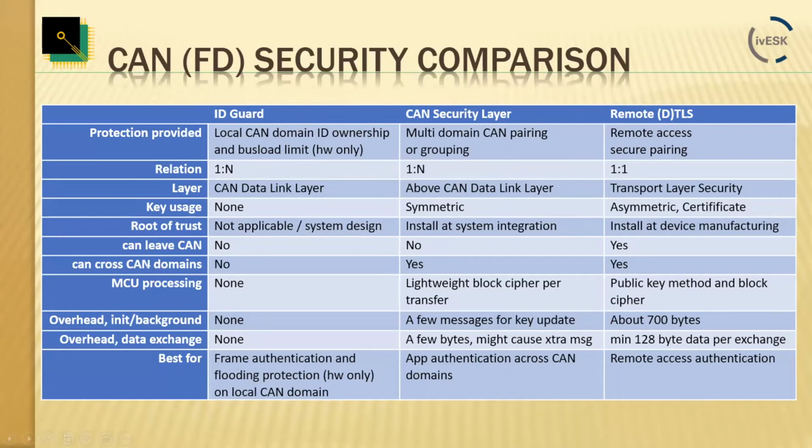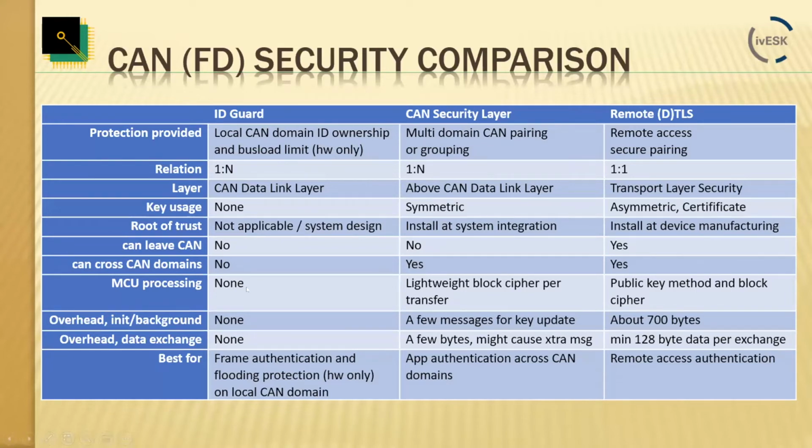CAN cross CAN domains. CAN domains meaning if you have a multiple CAN system, so that you have dedicated systems with bridges in between. Can they go across bridges? ID guarding can't. The CAN security layer with some limitations can. The MCU processing power required. As I said earlier, the nice thing with ID guarding is none or close to none.